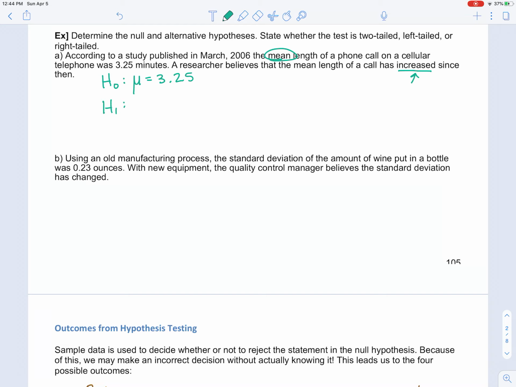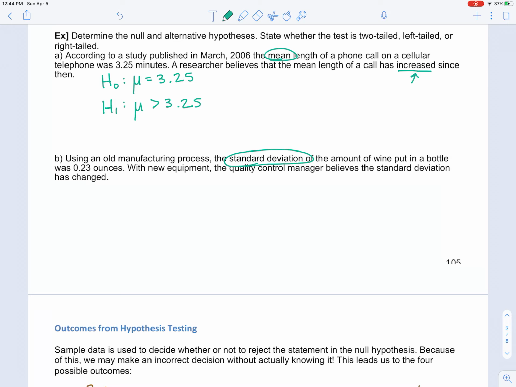The alternative will challenge that, and we have the word increased. So the alternative hypothesis, H1, will say that mu is now greater than 3.25. So when you write your hypotheses, the same number should appear in both hypotheses. All right, part B. Using an old manufacturing process, the standard deviation of the amount of wine put in a bottle was 0.23 ounces. With new equipment, the quality control manager believes the standard deviation has changed.